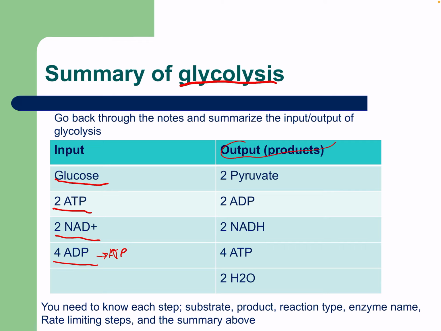Our outputs or products include 2 pyruvates, which are those 3 carbons, 2 ADPs, because we use 2 ATPs that are now ADP, 2 NADH, which become reduced from 2 NAD+, and then we have ADP, which goes to 4 ATP, as well as 2 water molecules.